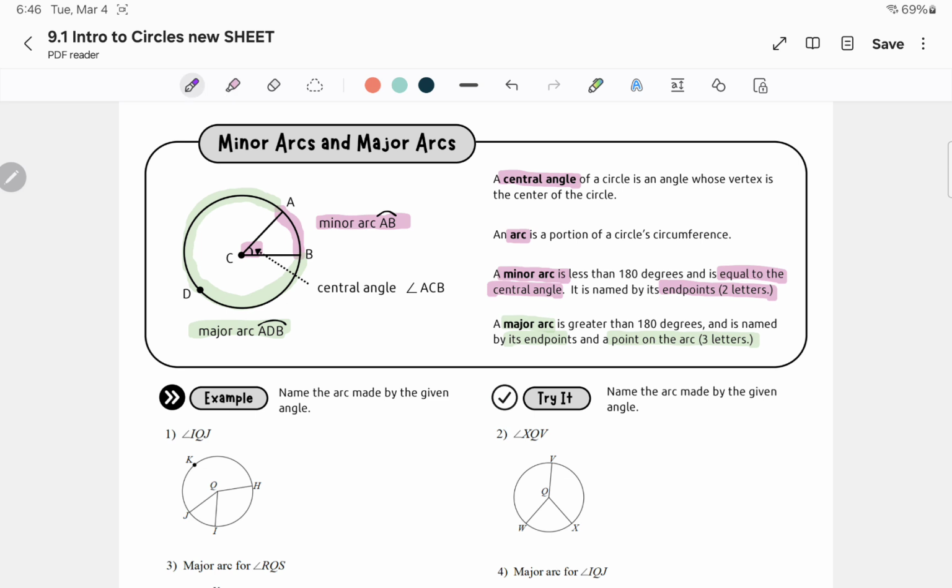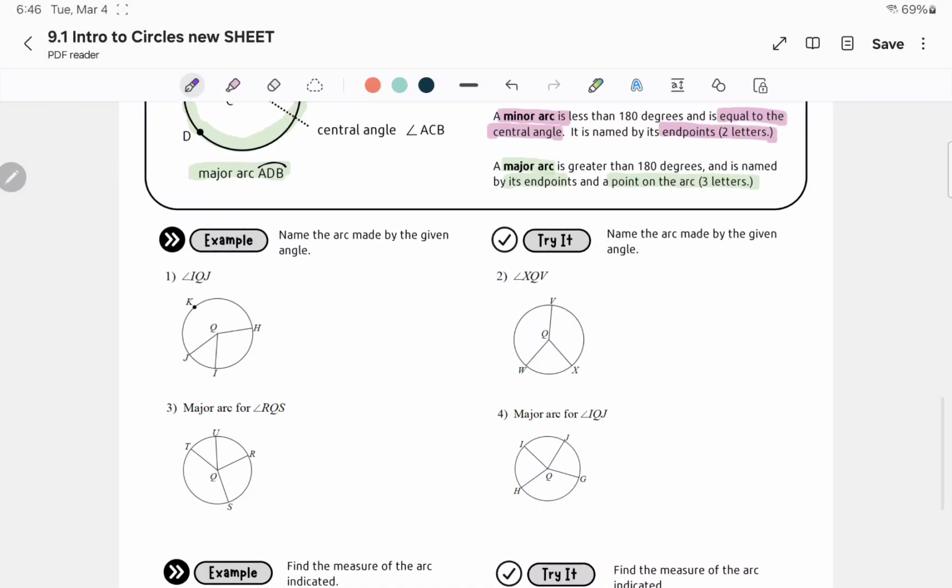Let's look at an example. The other ones actually weren't numbered, so this starts with number 1. Name the arc made by the given angle. So angle IQJ, okay? So what is this arc named by IQJ? That would be this arc right here, IJ. We put a little swoop over it. This is the angle we're talking about, right? This angle right here. So it forms this arc over here. So IJ.